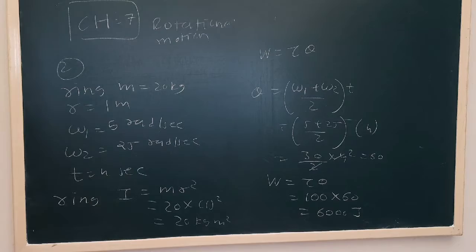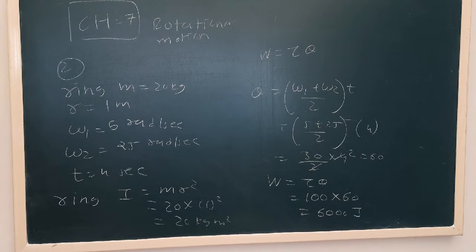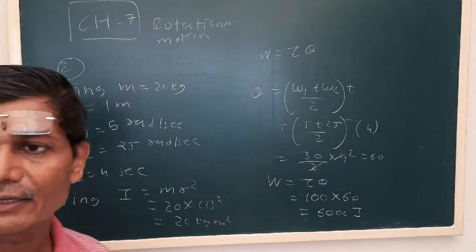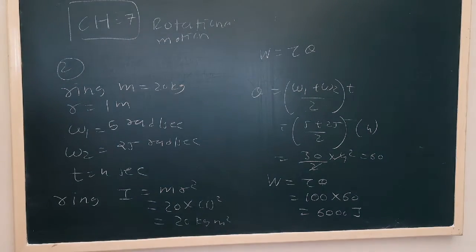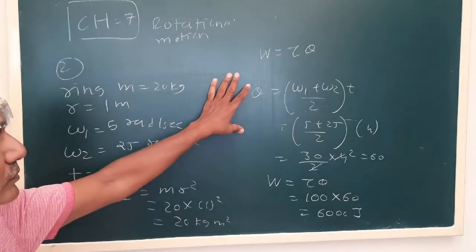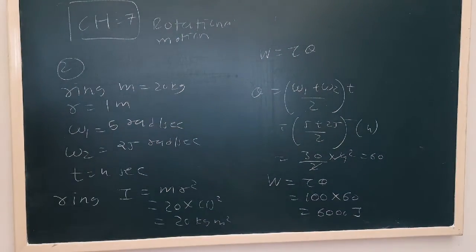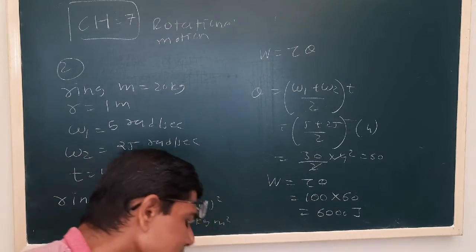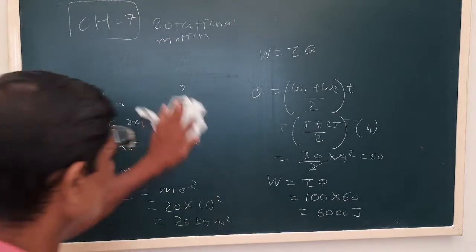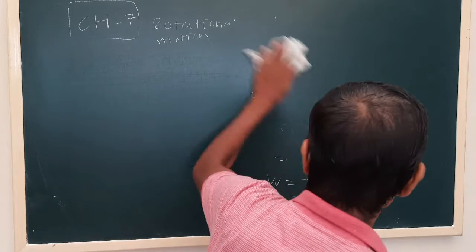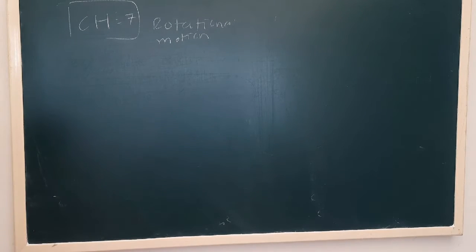So here the ring mass is given, angular velocity is given, time is given. From that we have obtained the moment of inertia. We have obtained angular displacement. Work done is torque into theta, and by using the equation we obtain torque is equal to I alpha. Okay, now see the next.